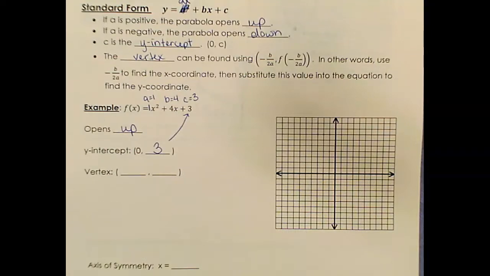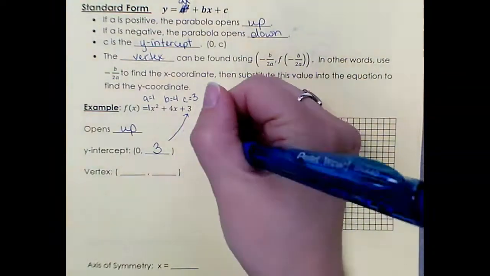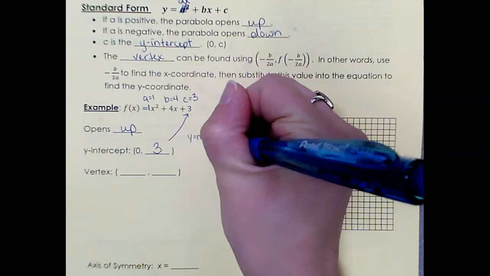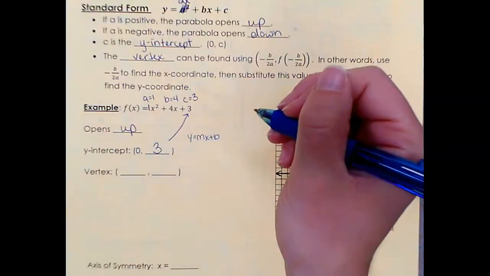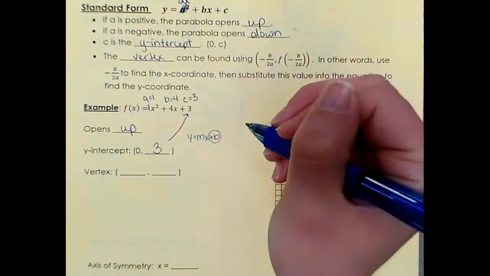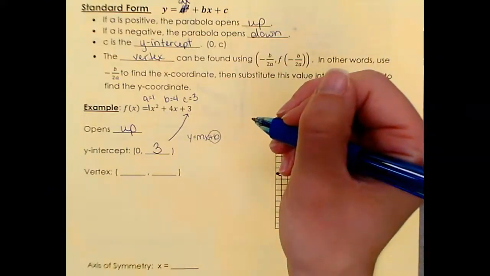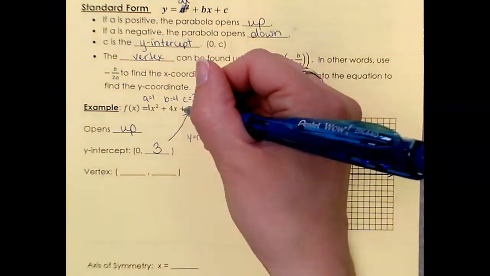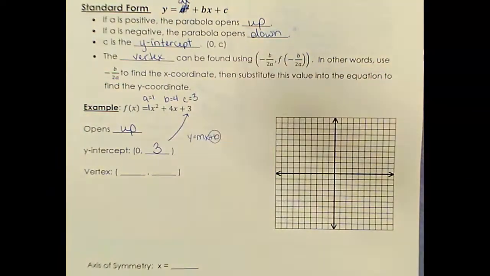Also, on a side note, when we talk about linear functions, we talk about y equals mx plus b being slope-intercept form of a line. And remember that this plus b, that's the y-intercept for a line, right? And so it kind of makes sense that we have the c value being the y-intercept for a quadratic when it's in standard form. So that's just a connection that I'd like you to make.